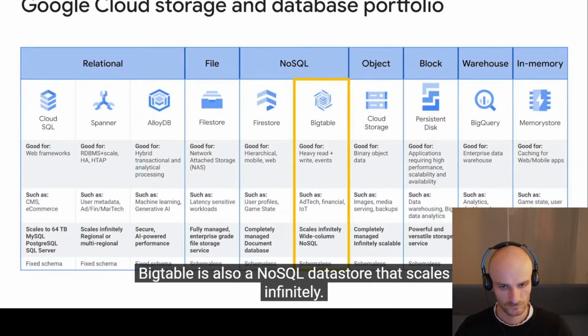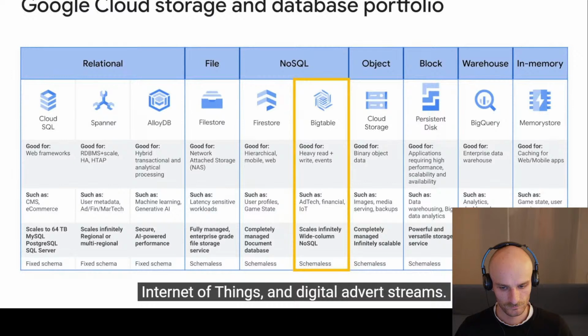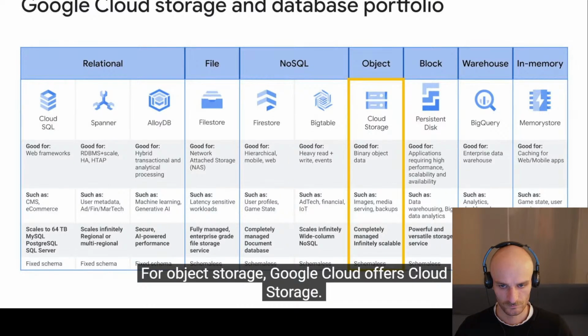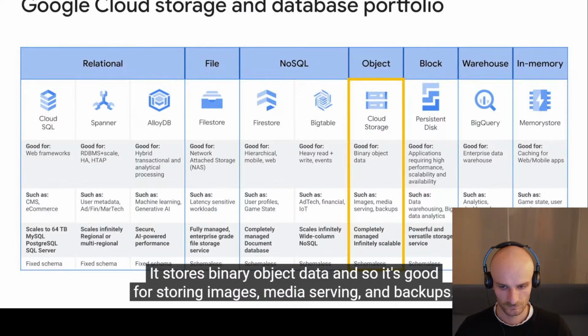Bigtable is also a NoSQL data store that scales infinitely. It is good for heavy read and write events and use cases including financial services, Internet of Things, and digital advert streams. Object. For object storage, Google Cloud offers Cloud Storage. Cloud Storage is schemaless and completely managed with infinite scale. It stores binary object data, and so it's good for storing images, media serving, and backups.